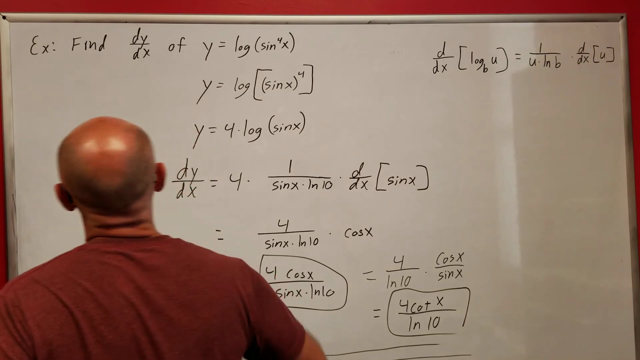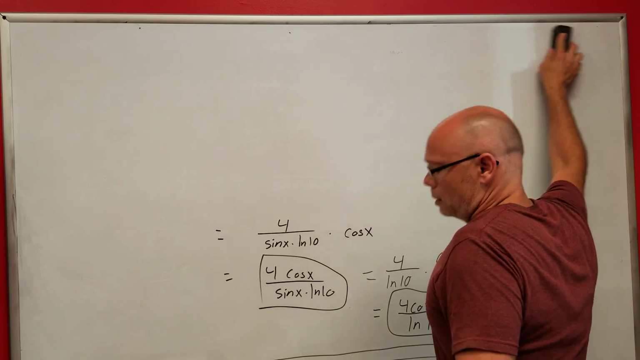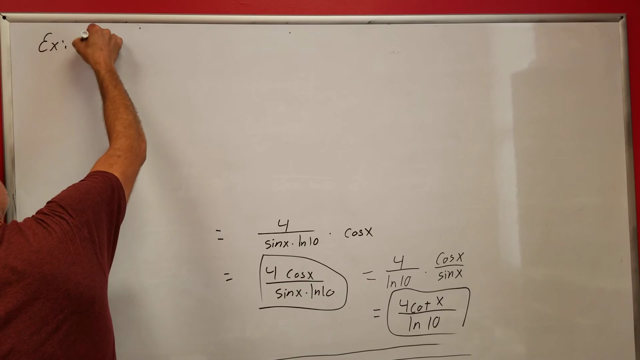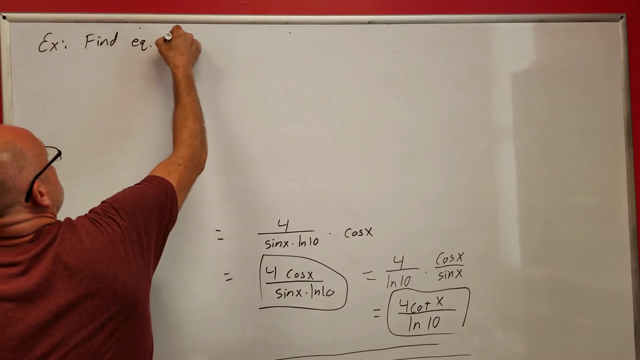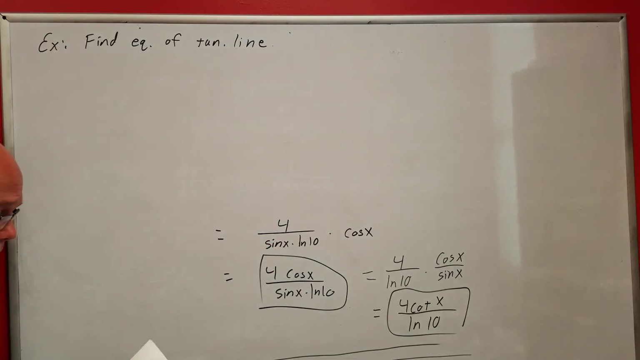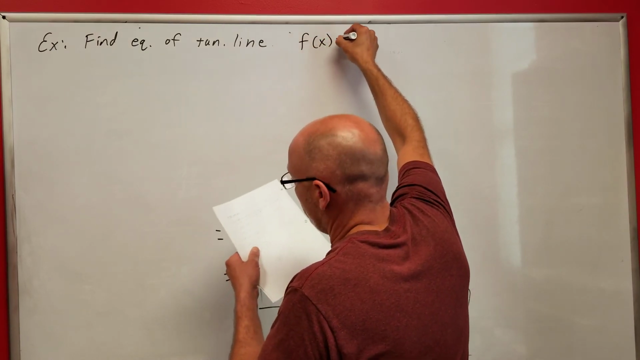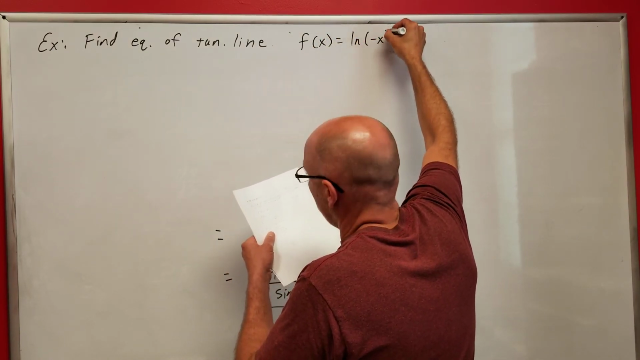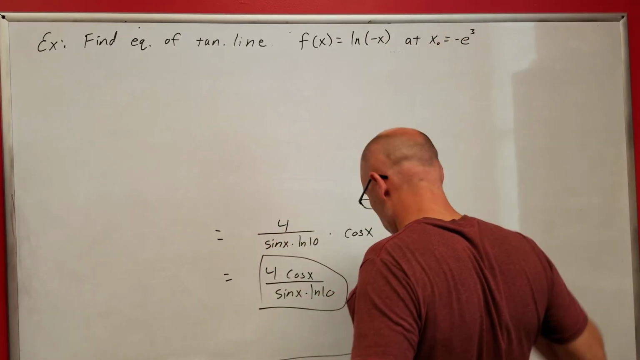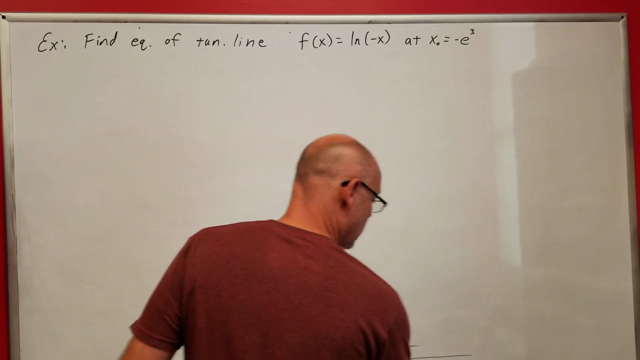All right, this is a short section, so let's look at the last example we have here. Our last example says, find the equation of the tangent line. Now I'm just going to abbreviate because you have the notes here. Find the equation of the tangent line to the graph of f of x is equal to the natural log of negative x at x naught is equal to negative e cubed. Oh, that looks like a mess, huh? Well, really, it's not too bad at all.